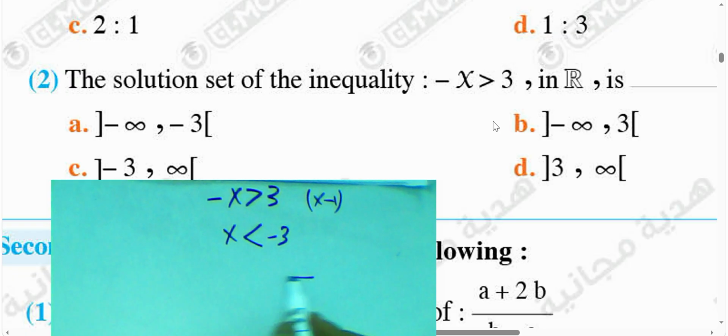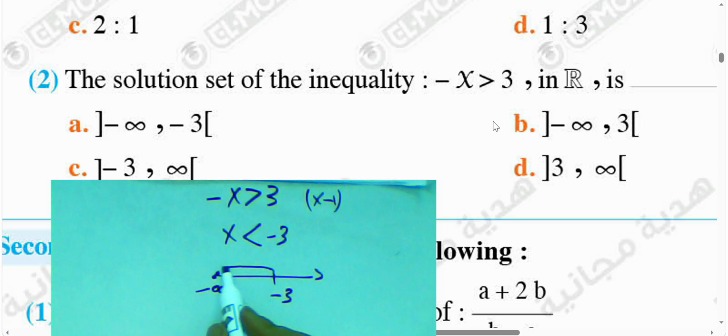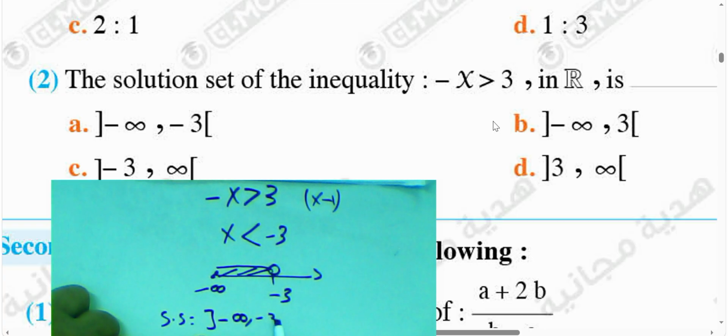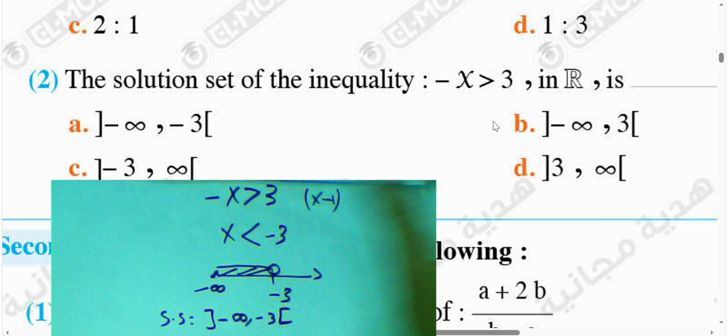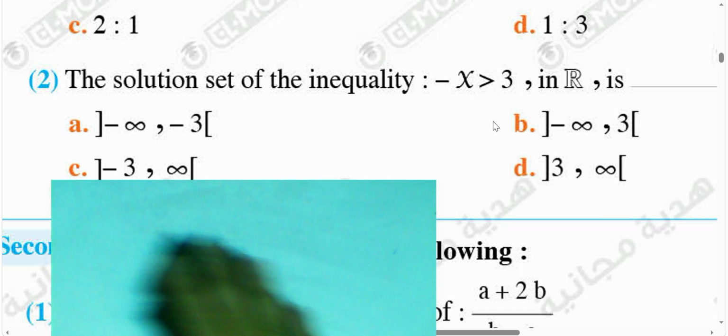3. If we draw the number line here, negative 3, less than, from negative infinity to negative 3, it's open here because we don't have equal to. Then the solution set will be negative infinity to negative 3. It's open. Okay, choose the correct answer with me. Negative infinity to negative 3 shows letter A. Next question.